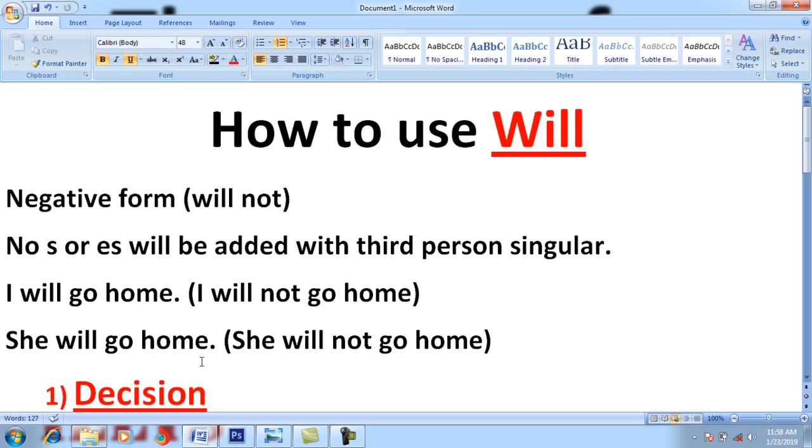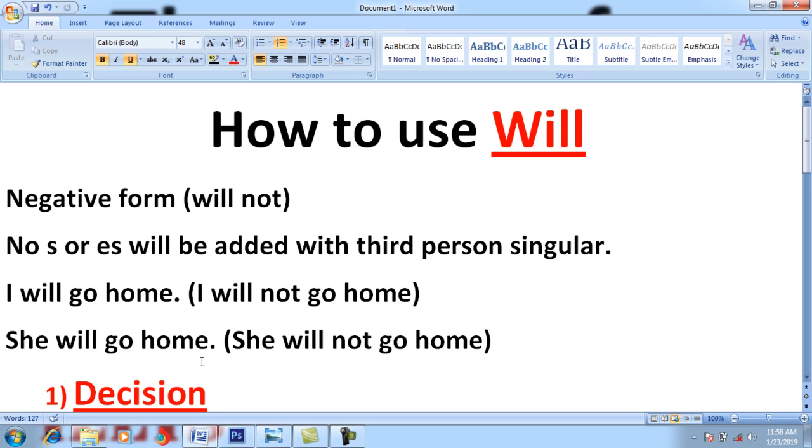Will is a modal verb and the negative form of will is will not. So whenever we want to make a negative statement, we will simply put not after will. Keep in mind, as I mentioned before, that will is a modal verb, so we will not add s or es whenever we talk about a third person singular pronoun.